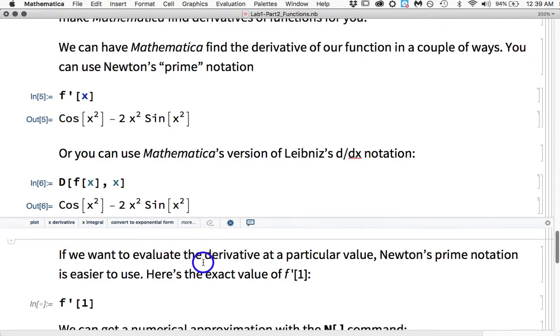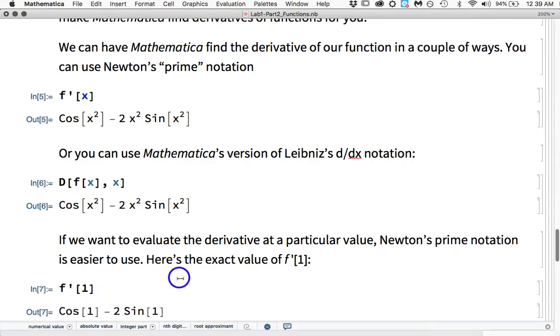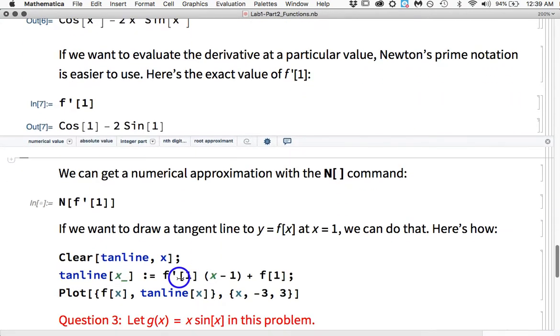Now, if you're trying to evaluate derivatives, this one is usually much easier because all you've got to do is put the number in for x. So f prime at 1 is cosine of 1 minus 2 times sine of 1. This, of course, may not make a whole lot of sense to you because that's the exact value, and the 1 here is 1 radian.